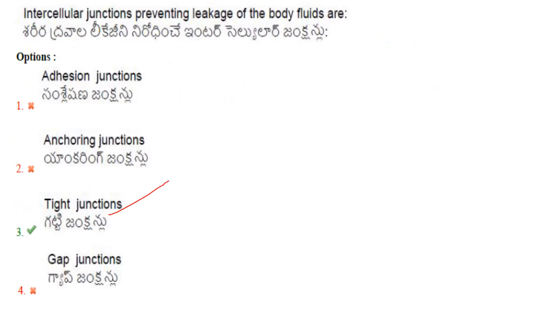Then next one, intercellular junctions preventing leakage of the body fluids are. So they are tight junctions, and tight junctions keep the liquid from escaping between cells, allowing the layer of cells to act as an impermeable barrier. Example of tight junction is the epithelial cells of the urinary bladder that prevent urine from leaking out into the extracellular space. So here they have asked junctions preventing leakage of body fluids. So that is tight junction.